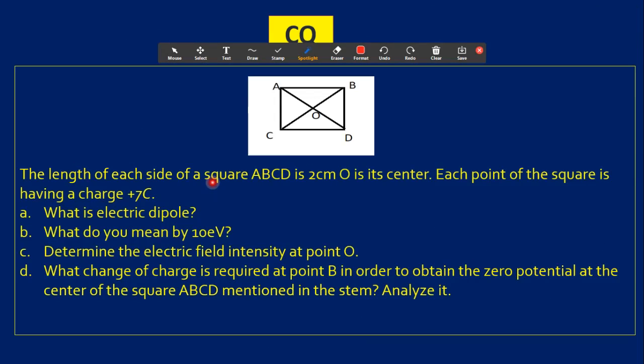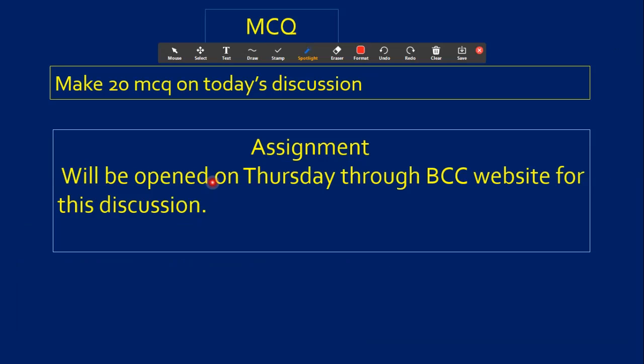Okay, home task. This CQ is given here as your home task. You should try your level best to solve this CQ. If you face any problem, please tell me. I will be here to solve your questions. And make 20 MCQ on the basis of my today's discussion and be sincere about your assignment on Thursday.